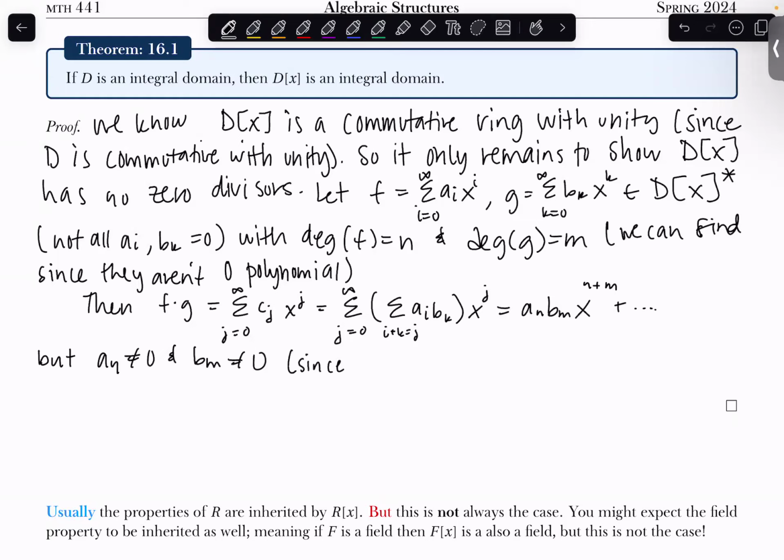Since they're coming from the leading coefficients of non-zero polynomials. Okay, but these are just coefficients. So they're coming from my integral domain D.